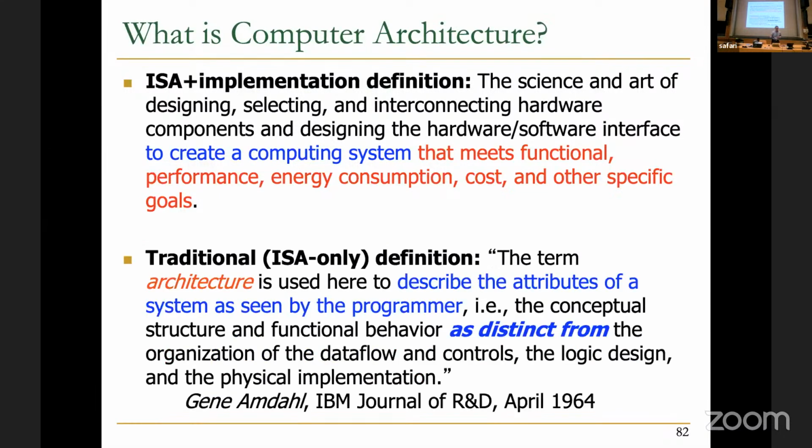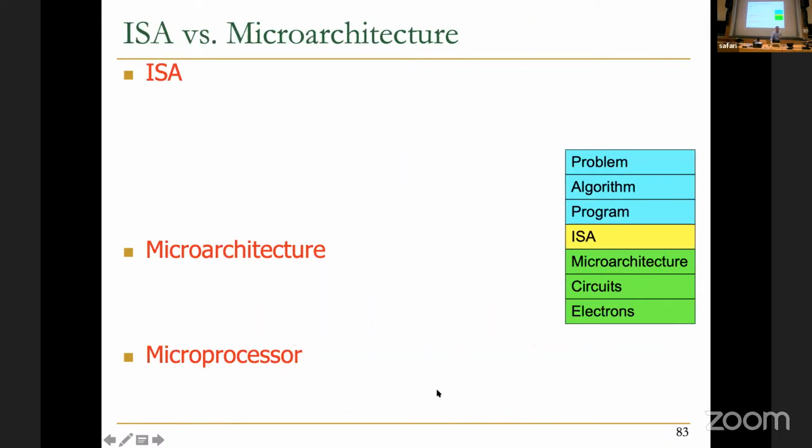But there's also a traditional ISA-only definition defined by Gene Amdahl, who was a chief microarchitect at IBM. Basically, he defines it beautifully. The term architecture is used here to describe the attributes of a system as seen by the programmer, i.e. the conceptual structure and functional behavior, as distinct from the organization of the data flow and controls, the logic design, and the physical implementation. So the first part is ISA. The bottom part is microarchitecture.